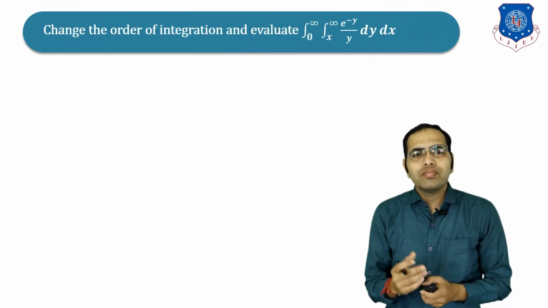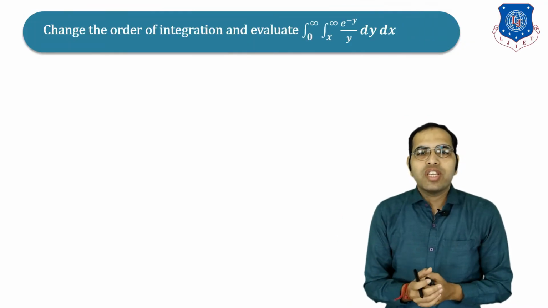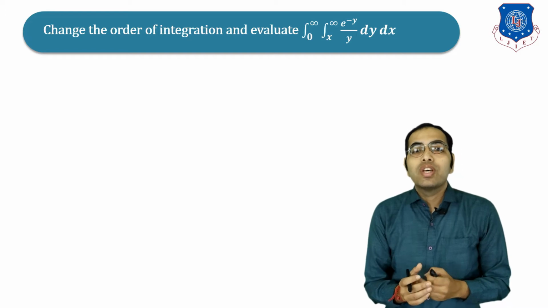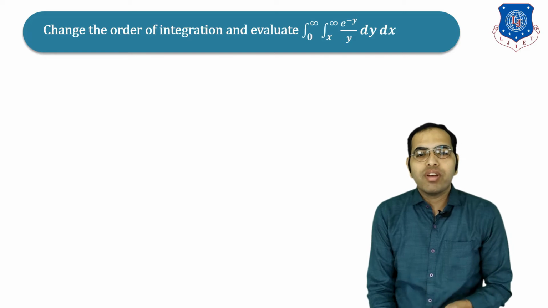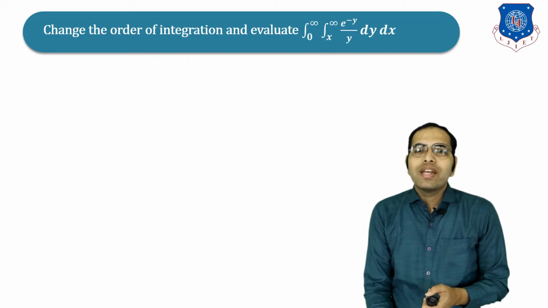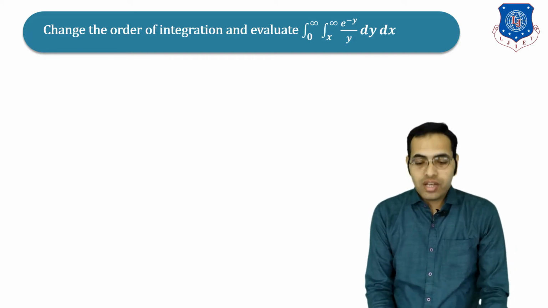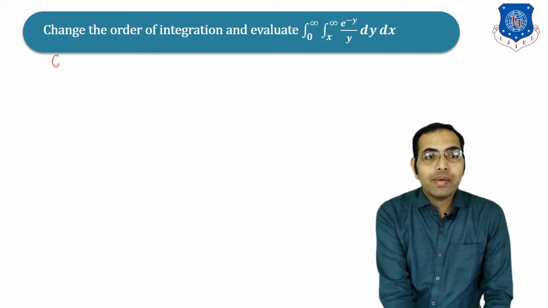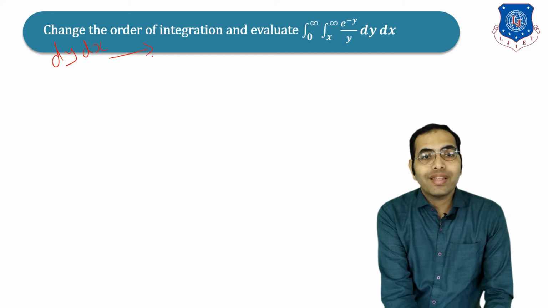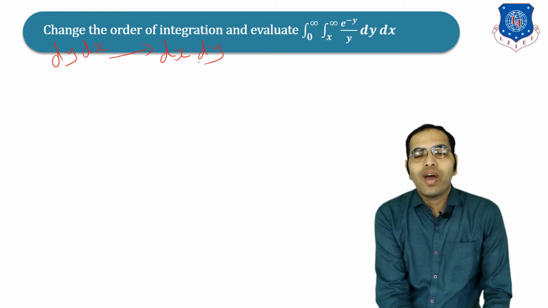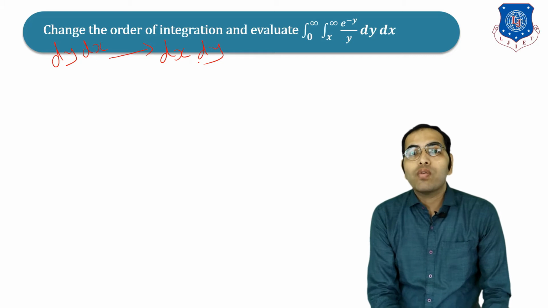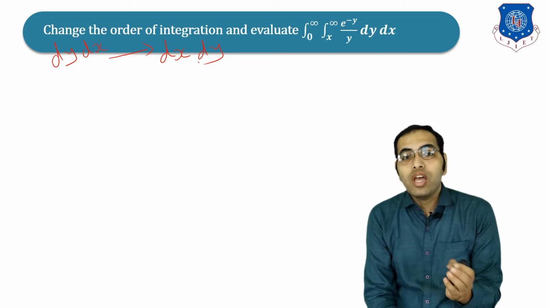Let's see one example. Change the order of integration and hence evaluate the integral from 0 to infinity, integral from x to infinity, e raised to minus y by y dy dx. Here our function has its limit in the form of first dy then dx. If we have to apply changing the order of integration, then we have to change the limit to first dx then dy. In that case we have to apply a vertical strip or a horizontal strip.